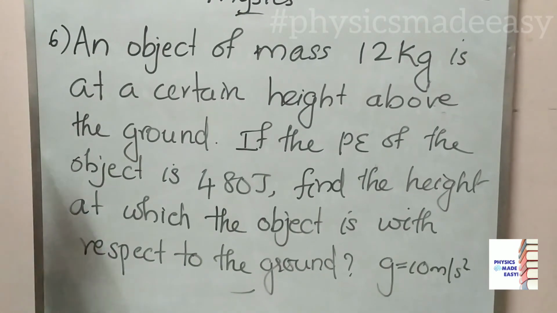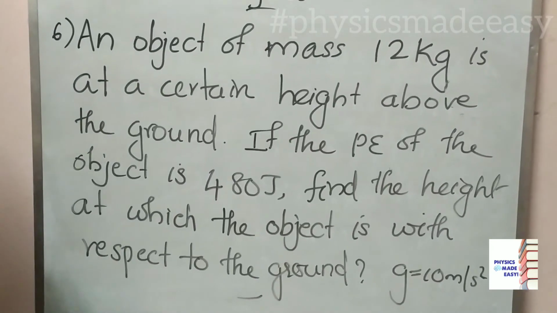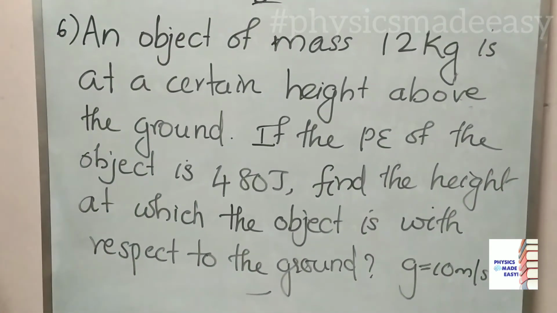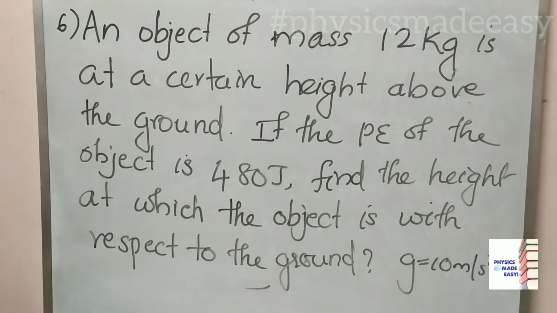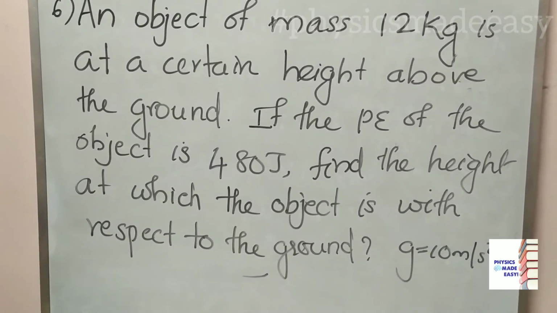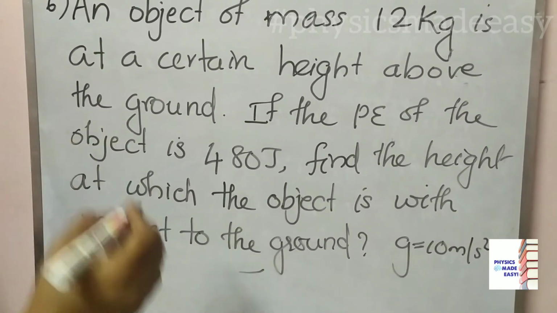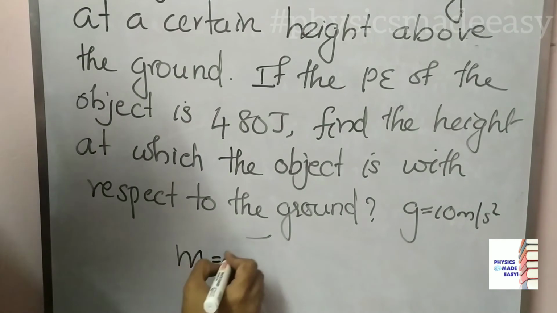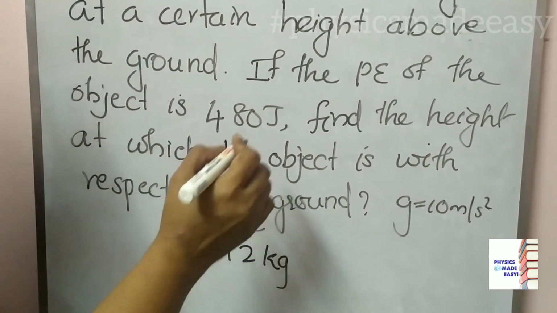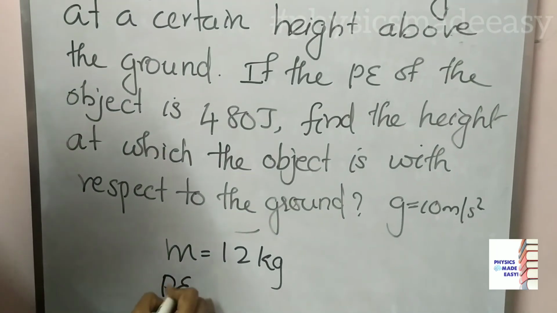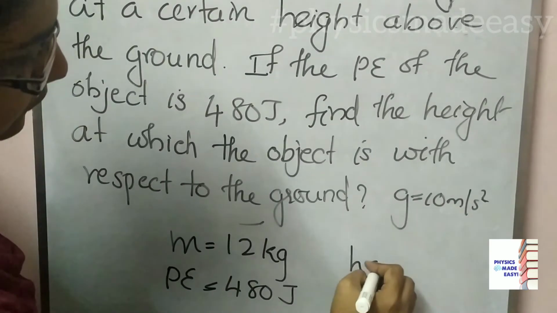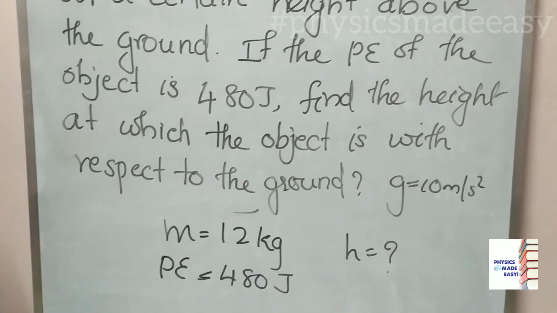Listen children, an object of mass 12 kg is at a certain height above the ground. If the potential energy of the object is 480, find the height at which the object is with respect to the ground. g is given as 10 meter per second square. So the given values, mass is equal to 12 kg, g is given as 10 meter per second square, and the potential energy is equal to 480 joule. We have to find the height of that object from the ground.